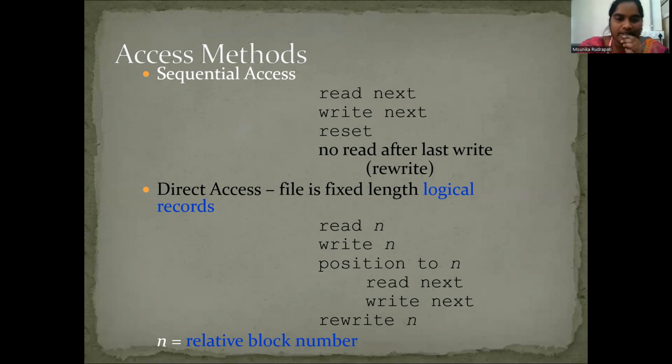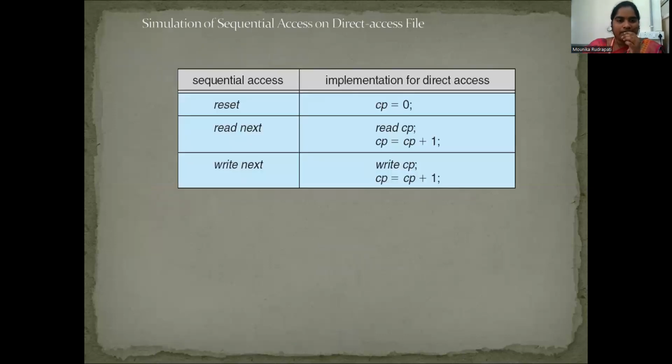Next is direct access. In direct access, the file is of fixed-length logical records, which means we can read and write in any order. For example: position to n, read next, write next, rewrite n. This is called direct access, and the one above is sequential access. Here n is equal to the relative block number. Read n means read the relative block number.